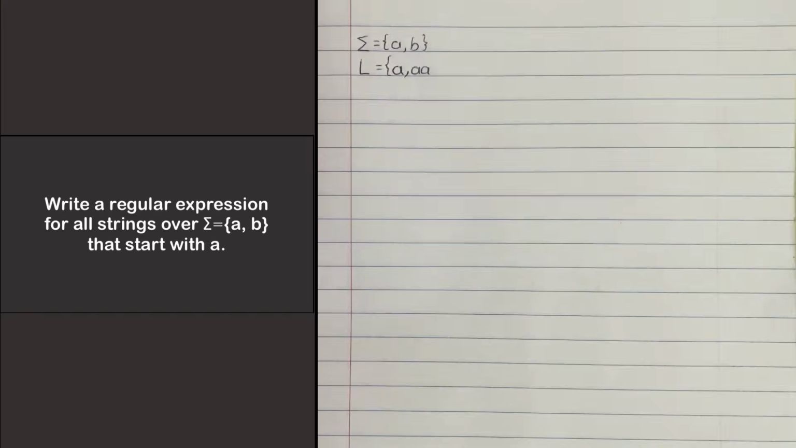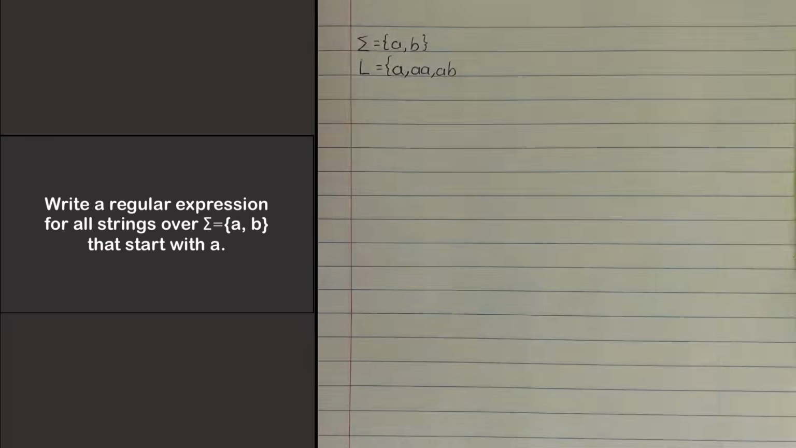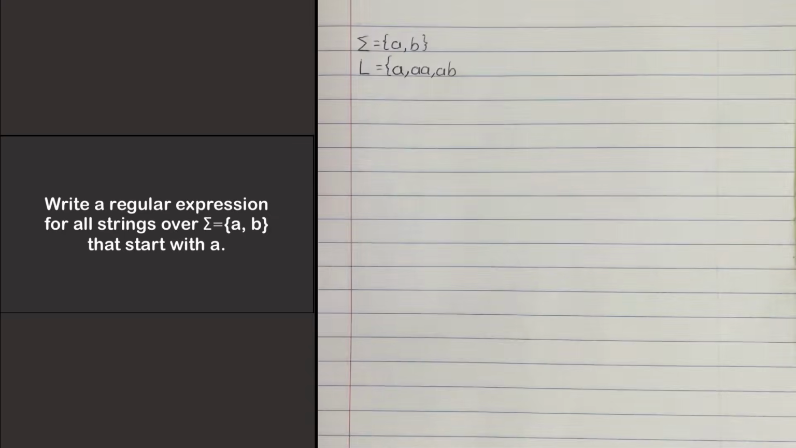We move on to strings of length 2. We can have aa, which starts with a and ends with a. We can have ab, which starts with an a. And now our strings of length 2 are exhausted. We can't have ba or bb because they don't start with an a, so they are not part of our language. Now for strings of length 3, we can have aaa, aab, aba, and abb. The rest of the combinations will not be accepted by our language because they start with b.